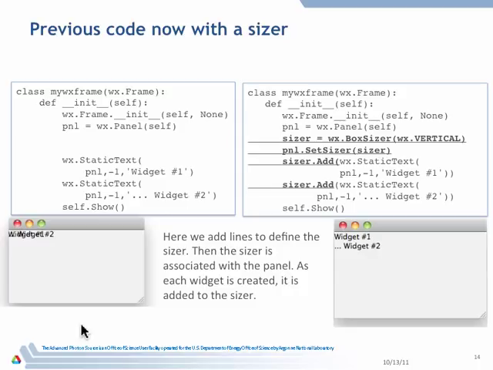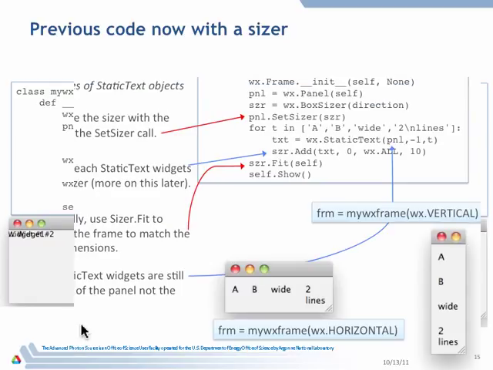All I need to do is create the sizer, associate it with the panel, and then stick each widget in as I create it. I could create the widgets someplace and then stick them in later. There's no requirement that I have to stick them in as I create them. But I need to create widgets and then stick them in. Okay, so a little bit more of an example.